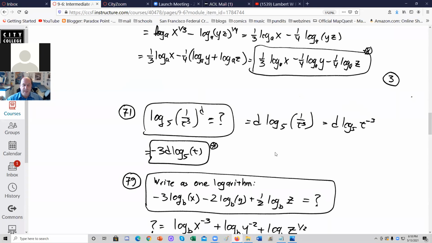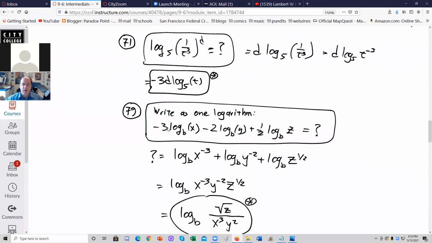Then we bring the negative 3 outside, times the d, and get minus 3d log base 5 of t as the answer here. Now we're going to write it backwards, going from this combination, we'll write it as a single logarithm. Minus 3 log base b of x minus 2 log base b of y plus a half log base b of z. Okay, first thing, we move the minus 3 in as a power here. This minus 2 is a power here. This 1/2 is a power here. Log base b of x to the negative third plus log base b of y to the negative 2 plus log base b of z to the 1/2.